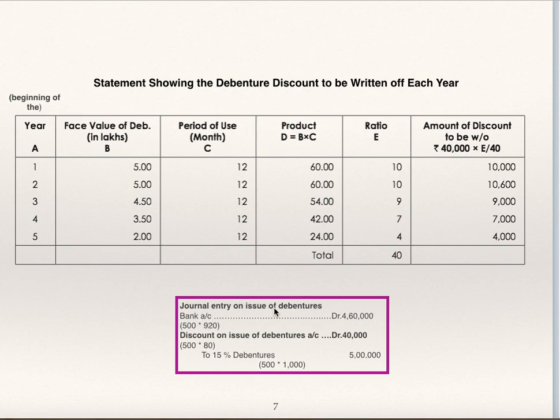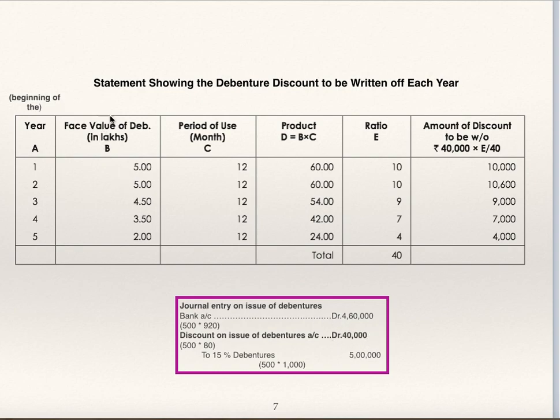See the journal entry. Bank account debit 4,60,000. Why? 500 into 920, number of debentures issued multiplied by 920. Discount on issue of debentures debit 40,000, 500 into 80. Discount is 8%. Face value is 1,000, so after deducting the discount you will get 920. Discount is 8% of 1,000. To 15% debentures account 500 into 1,000, 5 lakhs. Now this discount on issue of debentures 40,000, in what ratio it is to be written off, that we'll see.